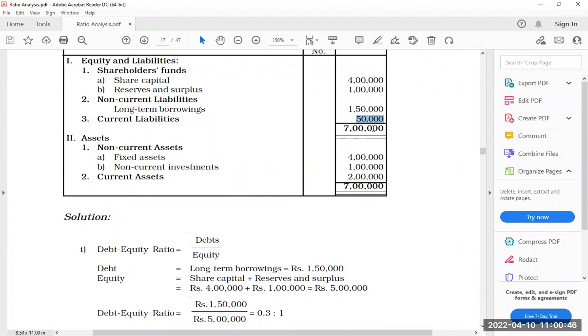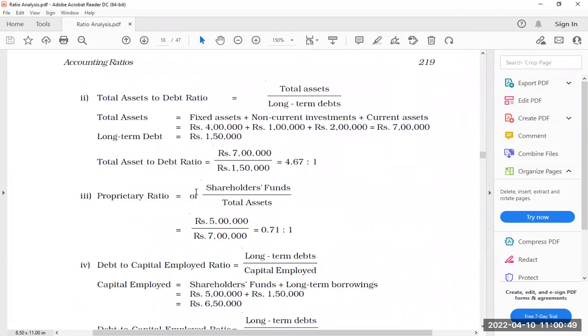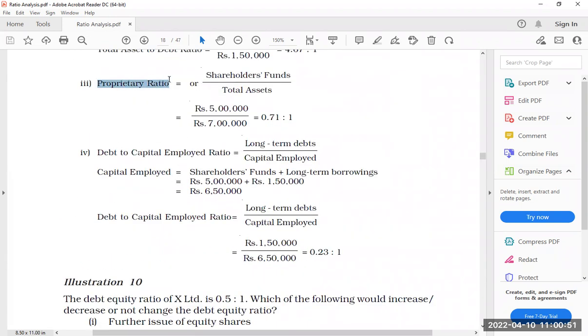So how much will be the answer now? Which ratio are you calculating? You're calculating the proprietary ratio, no? So shareholder fund divided by capital employed. Capital employed is equal to long-term borrowings plus shareholder fund. In that way, 5 lakhs divided by 6.5 lakhs, the answer is equal to 0.76:1. That's fine.